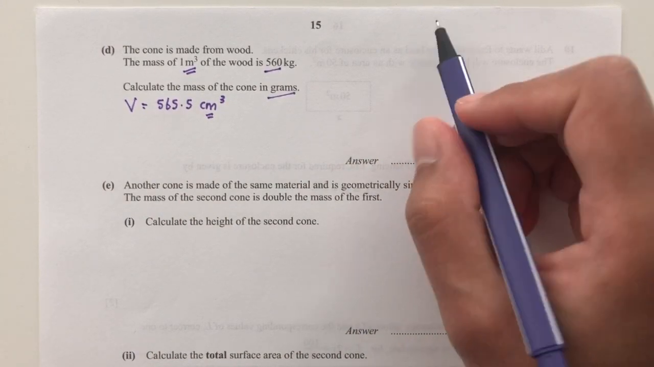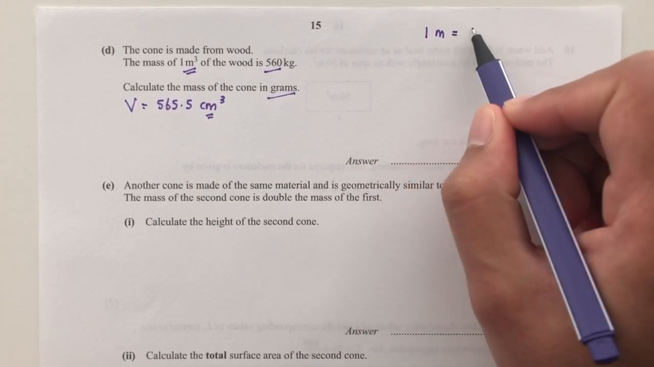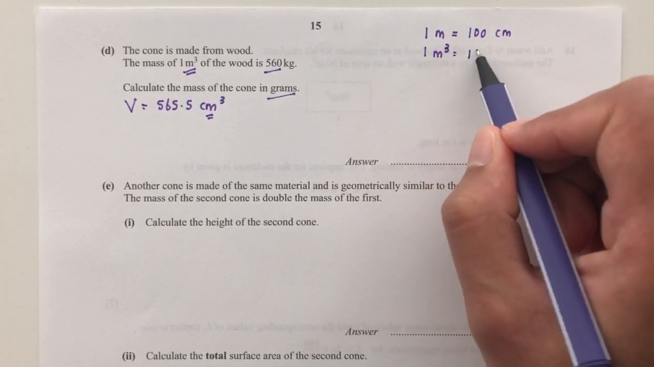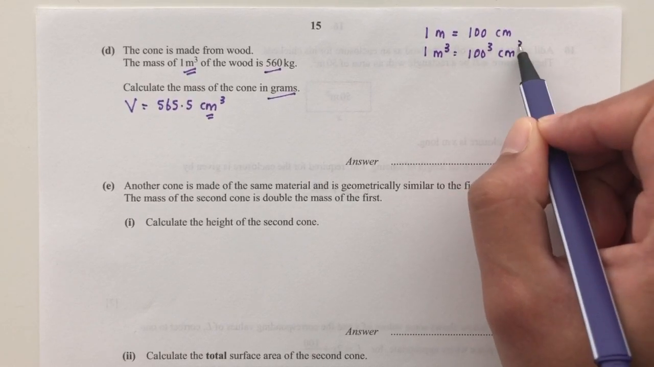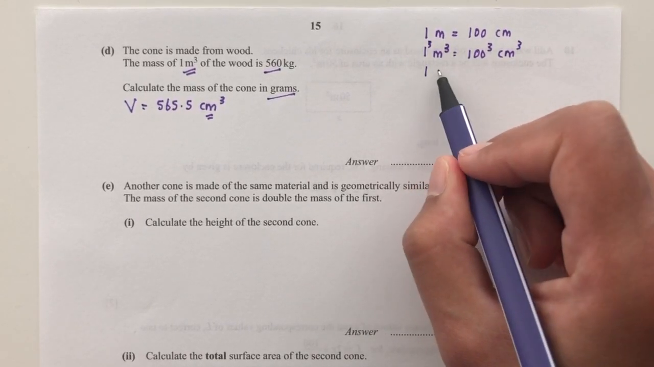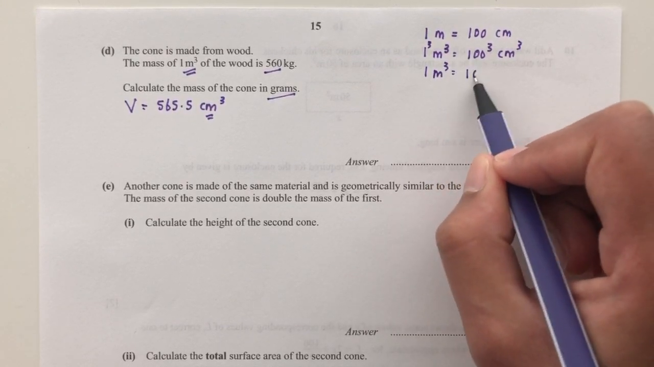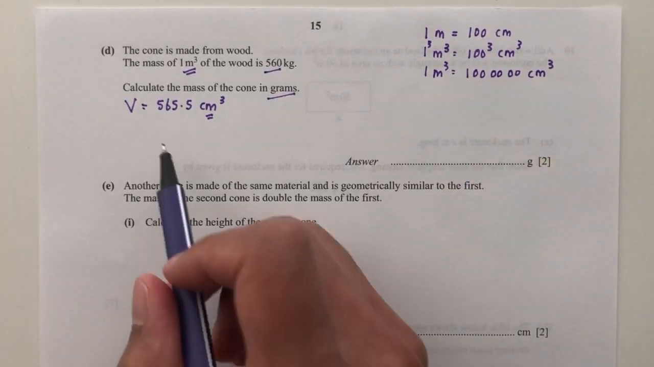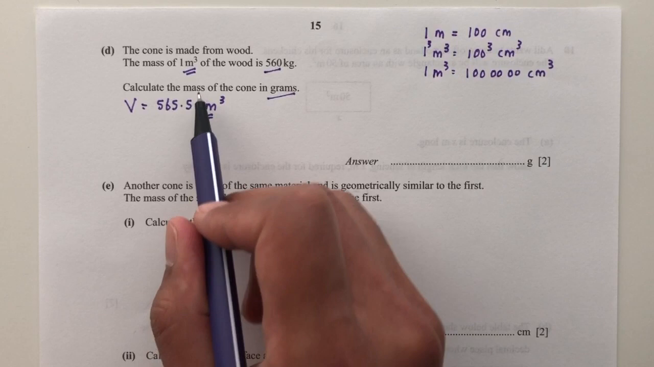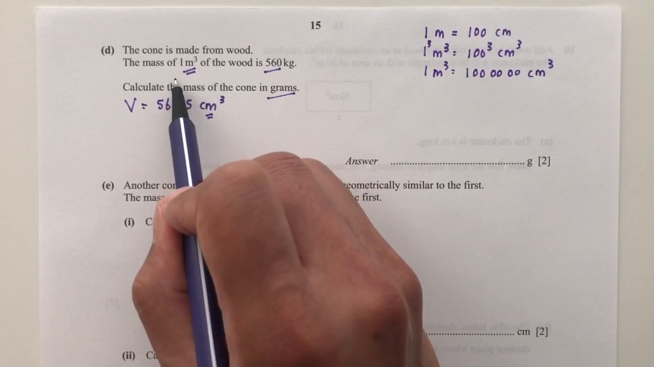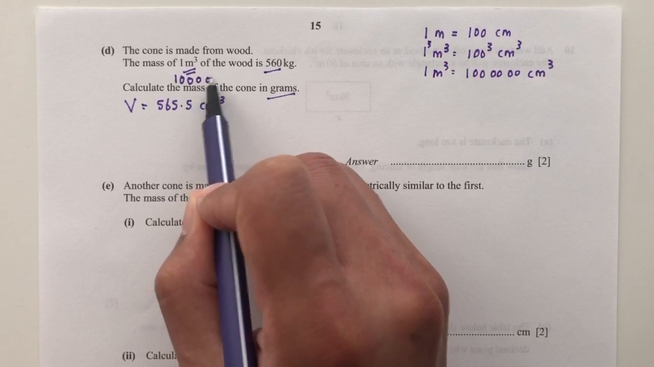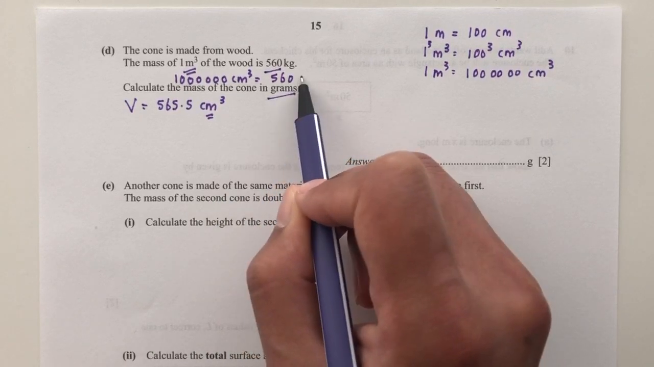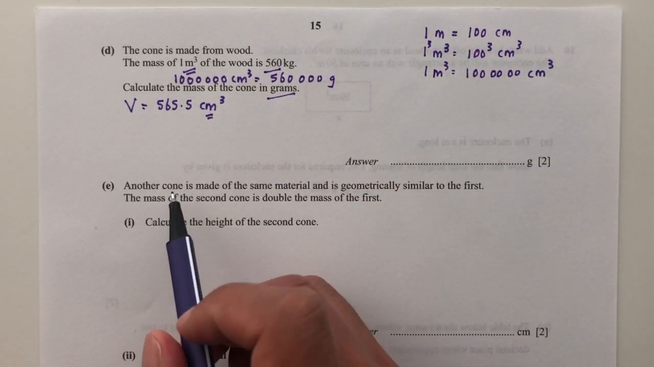So first let's find the scale. We know that 1 meter is equal to 100 centimeters. So now 1 meter cube, we have the cube, that will be centimeter cube as well. So 1 meter cube will be 1, 2, 3, 4, 5, 6, so 1 million centimeter cube. So let's write this one here. 1 meter cube is just 1 million centimeter cube, which is equal to 560.123 grams.